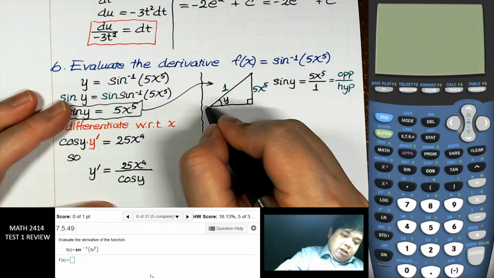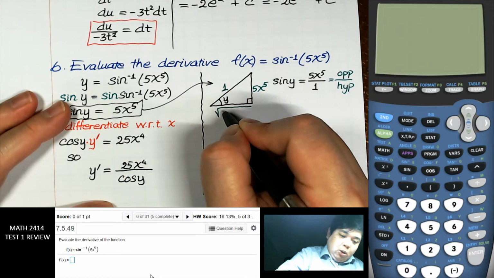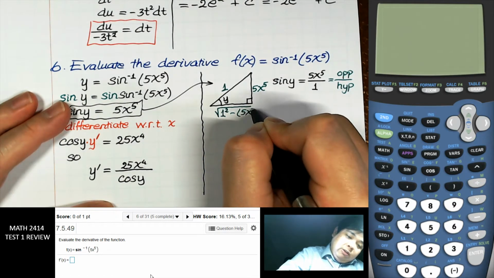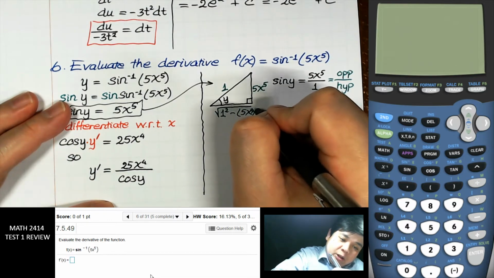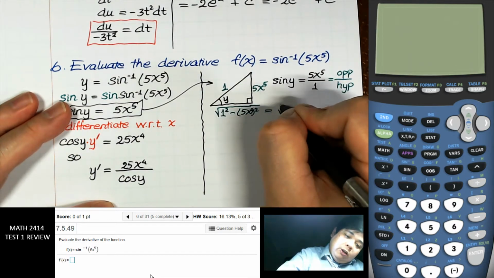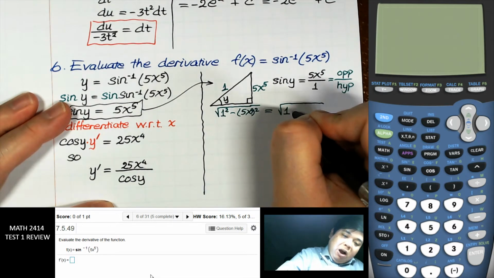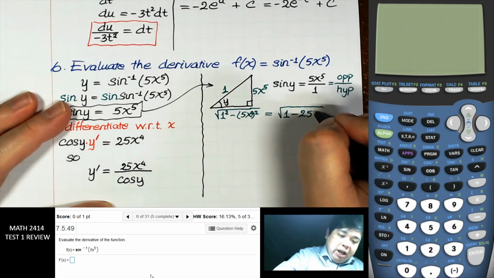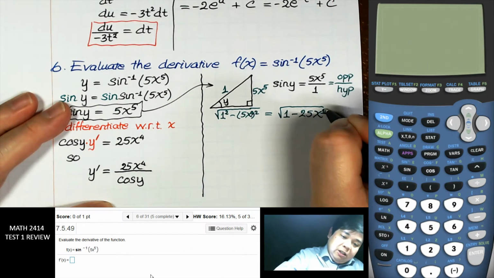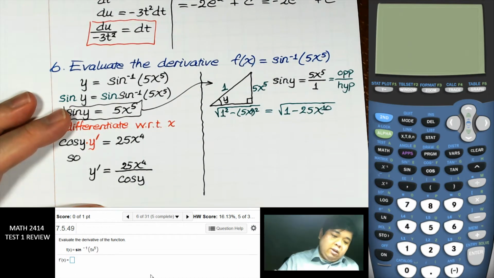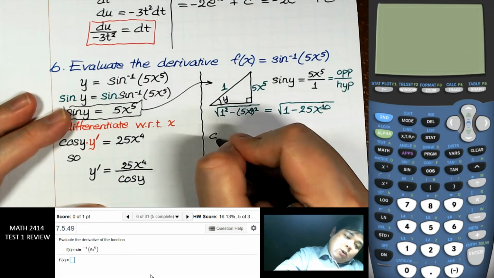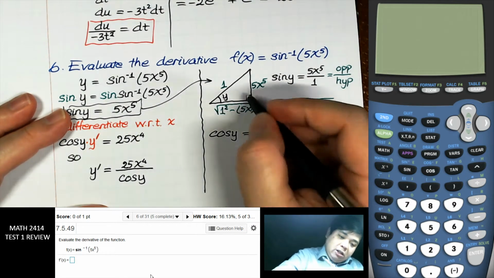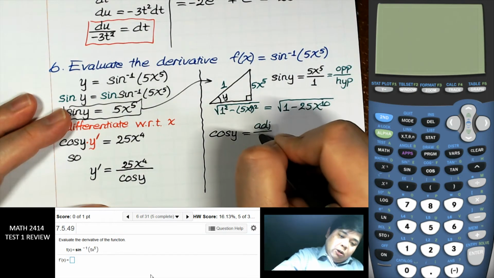Because of that, the equation is 1 square minus 5x to the fifth square, or maybe 1 minus 5 square, 25. x to the fifth square will be x to the 10. Right. If that is sine, then cosine of y. Cosine is adjacent over hypotenuse.